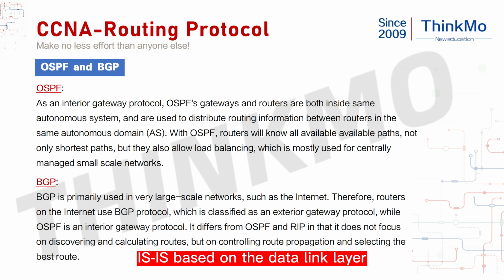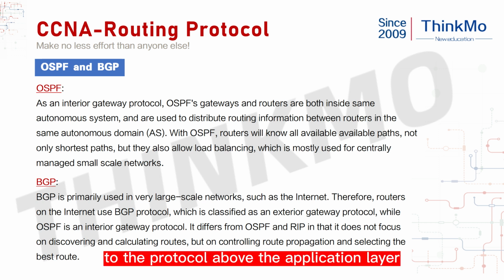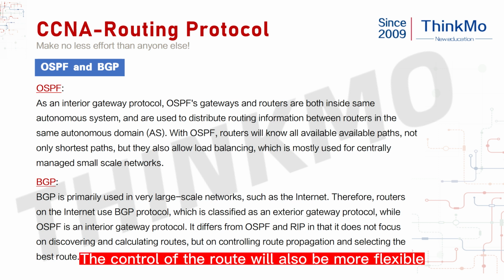On the other hand, ISIS is based on the data link layer. That's 2 floors above. OSPF and EIGRP are based on IP. BGP is based on port 179 of TCP. It is similar to protocols above the application layer, for example, HTTP and HTTPS. TCP, we all know, is reliable. Relatively speaking, BGP is more reliable than OSPF and ISIS. The control of the route will also be more flexible.